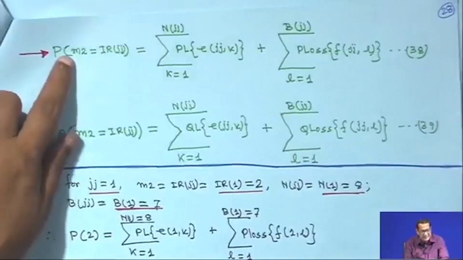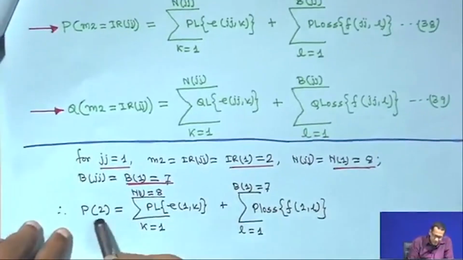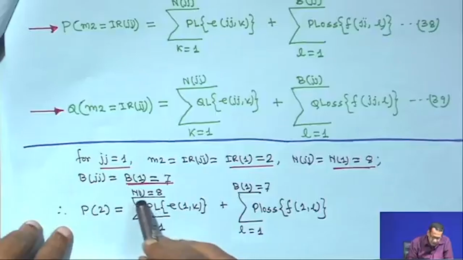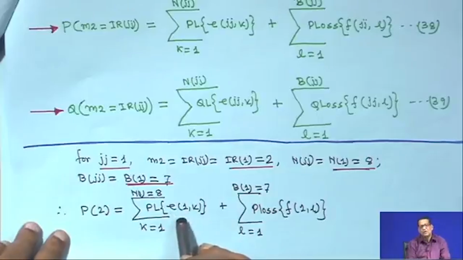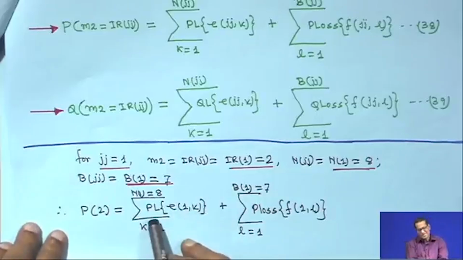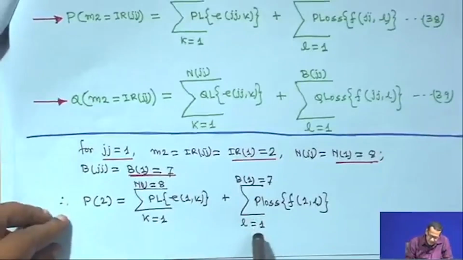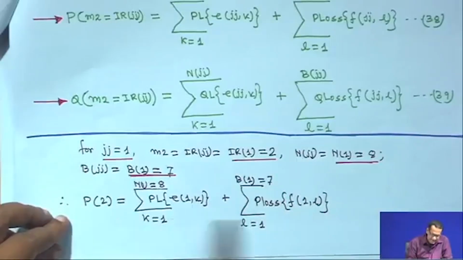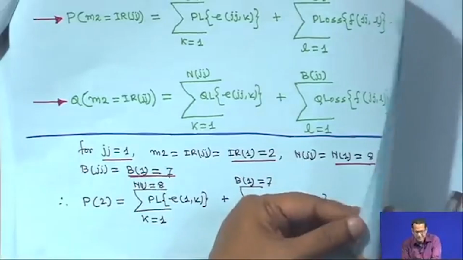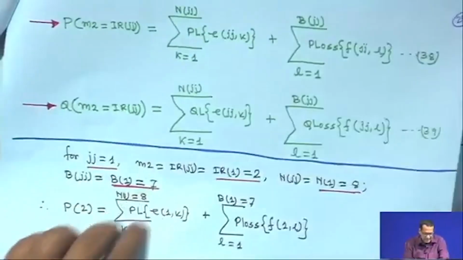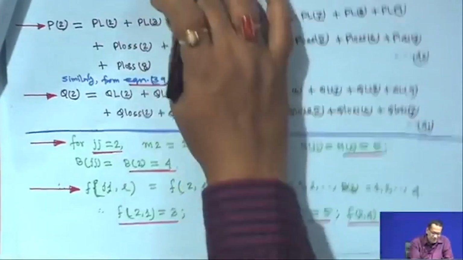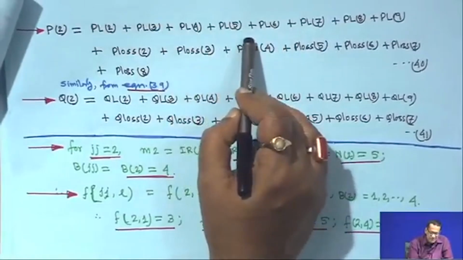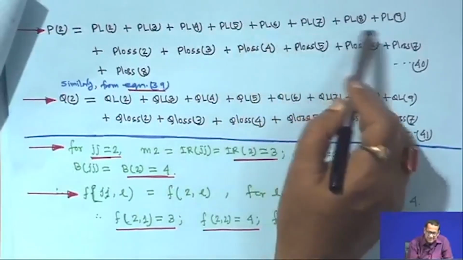Therefore, in this expression, M2 is equal to 2, P2 is equal to K is equal to 1 to N1, because jj is equal to 1, N1 is equal to PL_K. This will be similar to your previous load flow method, only instead of I it is PL, right, plus L is equal to 1 to B1, B1 is equal to 7, P loss F1L. Now, you expand this, right. If you expand this, what will happen, this one same as before, it will come 2, 3, 4 like this. So, directly I am writing PL2 plus PL3 plus PL4 plus PL5 plus PL6 plus PL7 plus PL8 plus PL9.